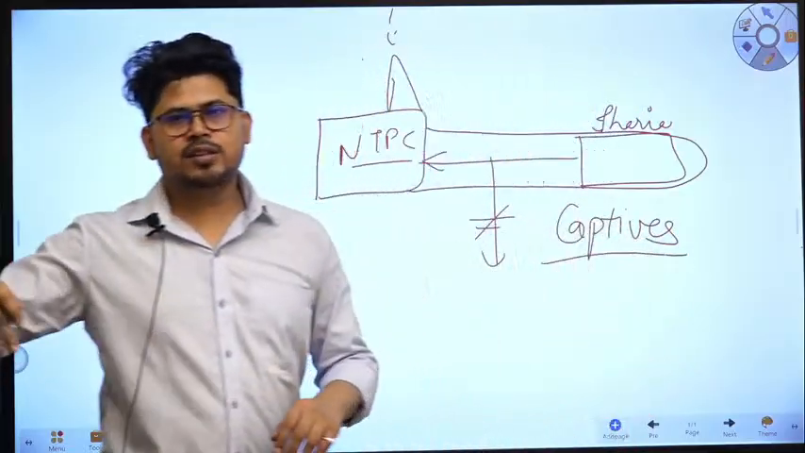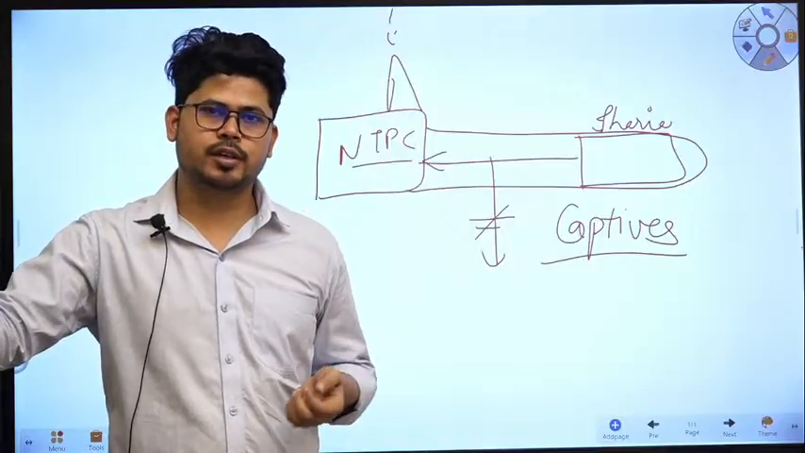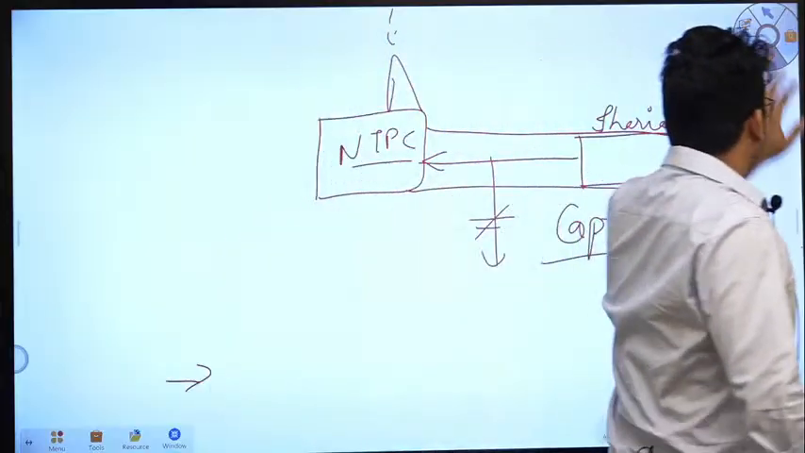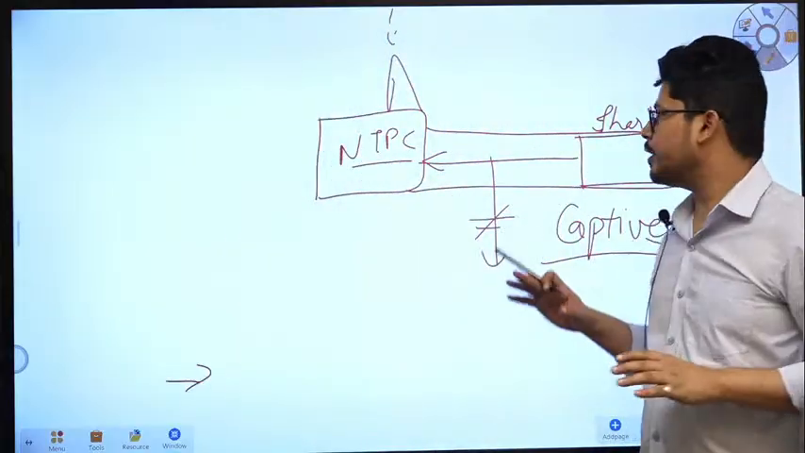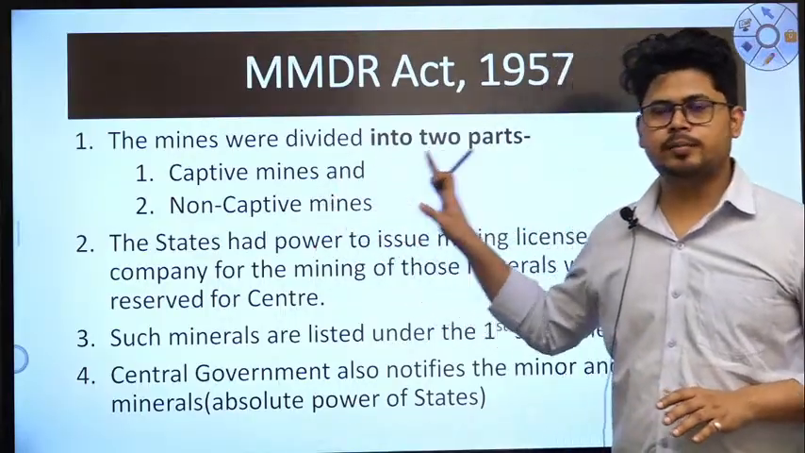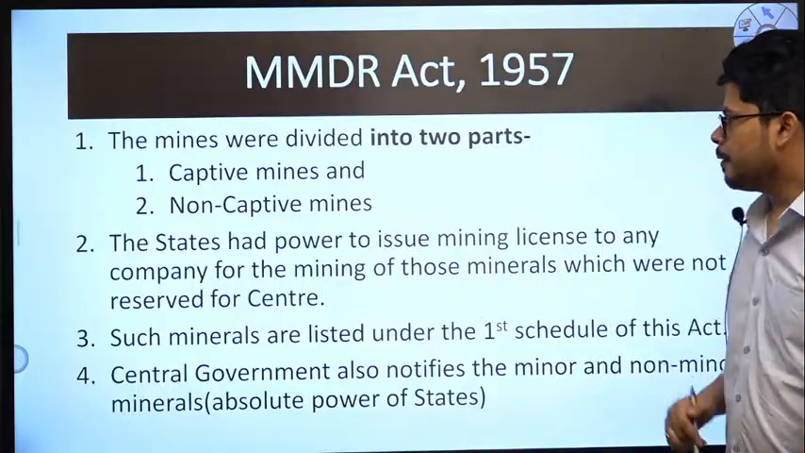All other mines are called non-captive mines. That means mines from which you normally extract mineral ore and auction it in the open market or sell it, however you do. So in the MMDR Act 1957 there was a classification of mines into two parts. The first was captive mines, the second was non-captive mines.